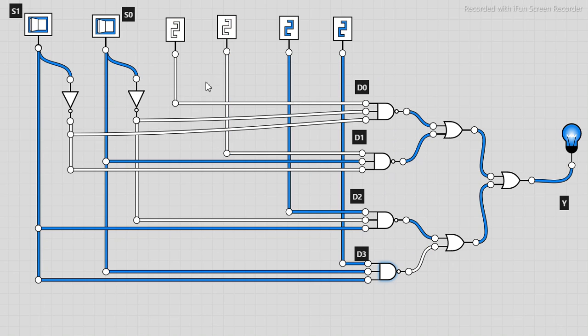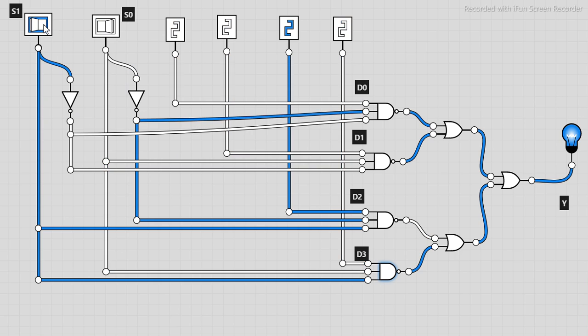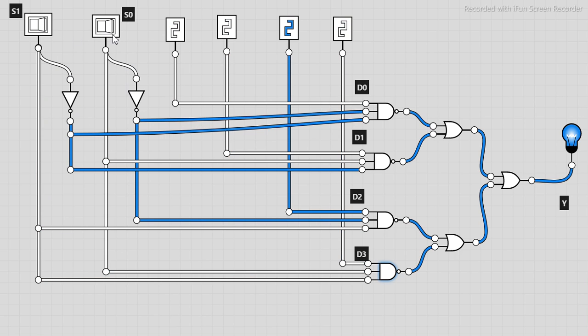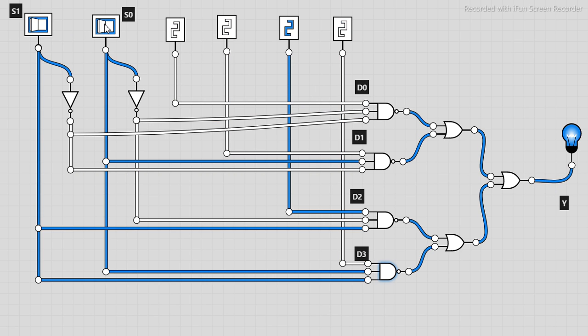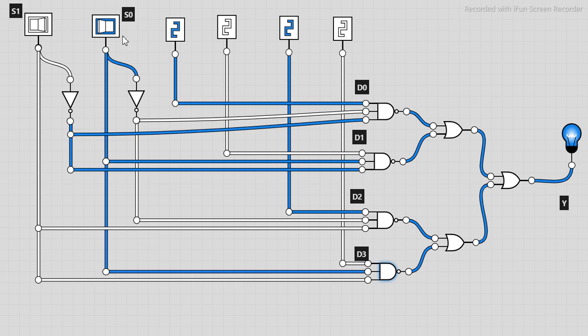D0, D1, D2, D3 will be connected, the select lines will be connected, and the NOT gate will be connected. If select is 0 0, the output is 1. If 0 1, the output is 1. If 1 0, the output is 1. When 1 1, the output is 1.